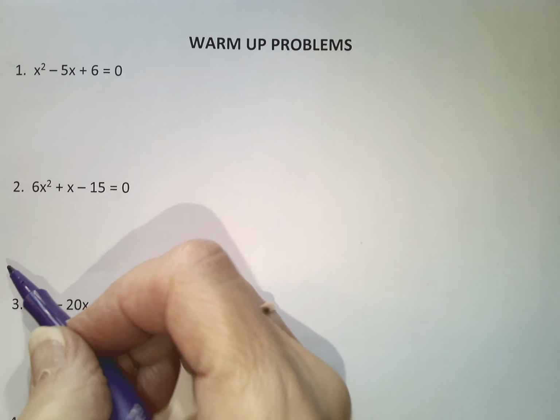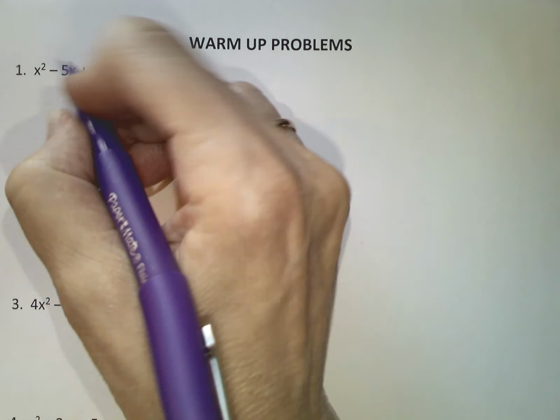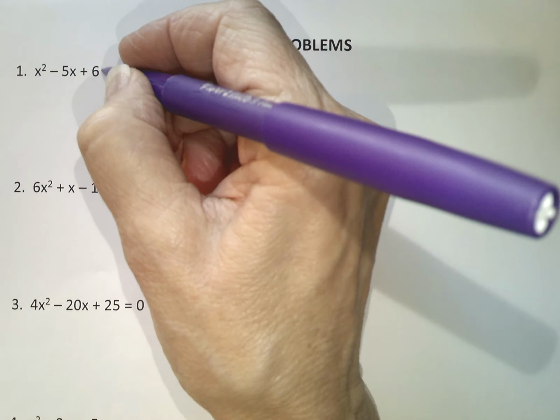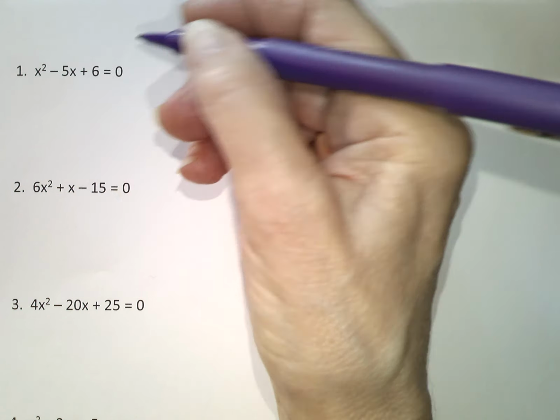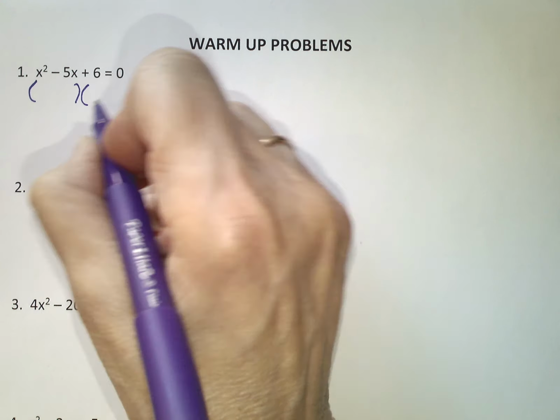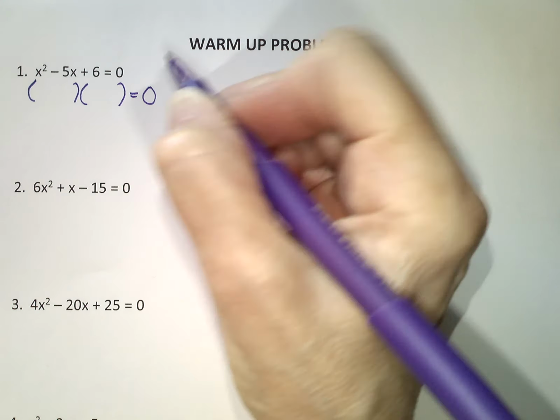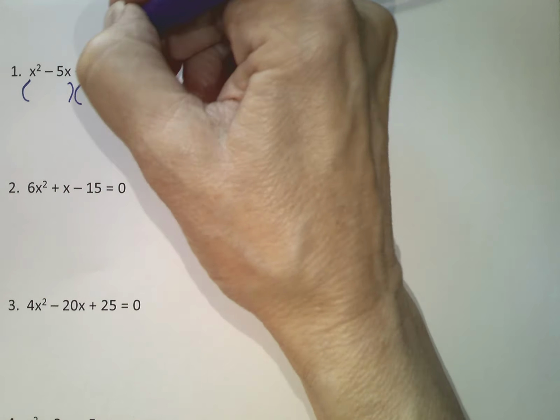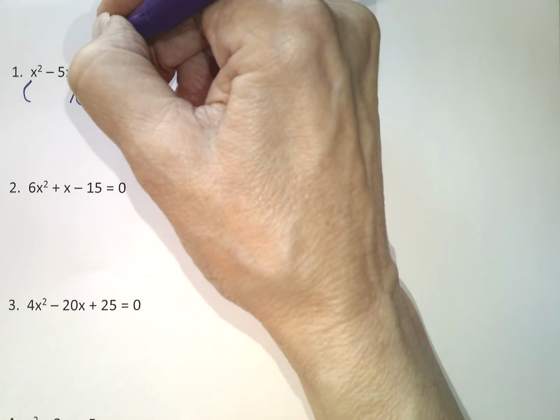So let's try to solve some quadratic equations by factoring. Some of you may be able to do this just by looking at it. I'm going to try to come up with two factors that multiply out to 0. We need two numbers that multiply out to 6.